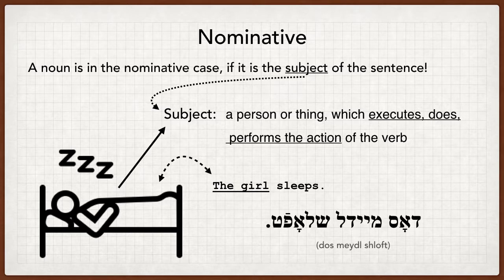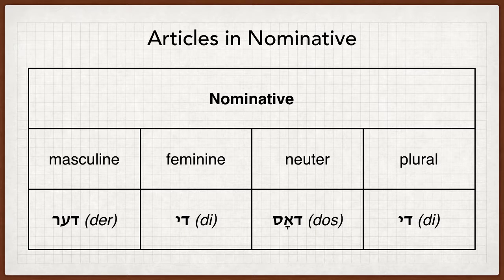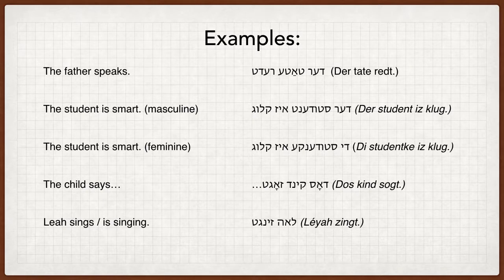The same sentence in Yiddish is das Mädel schläft. Das Mädel is the subject of the sentence. Okay, so what are the articles in nominative? It's easy because you already do know them. Der, die, das, die. Der for masculine, die for feminine, das for neuter, and die for plural. So let's move on to a few examples.